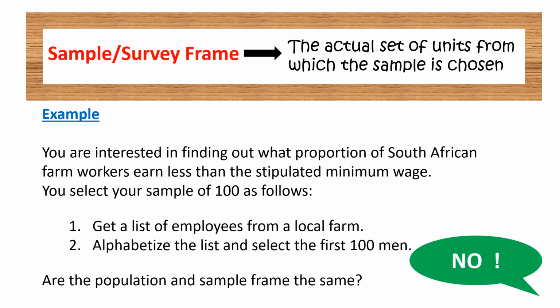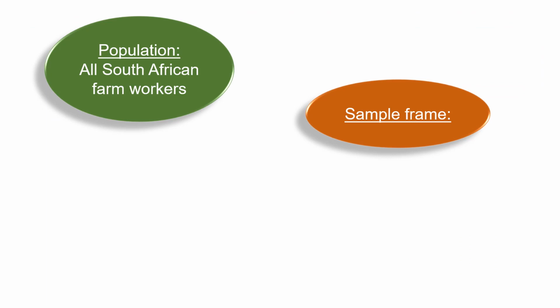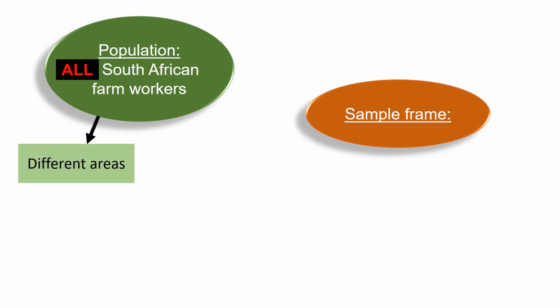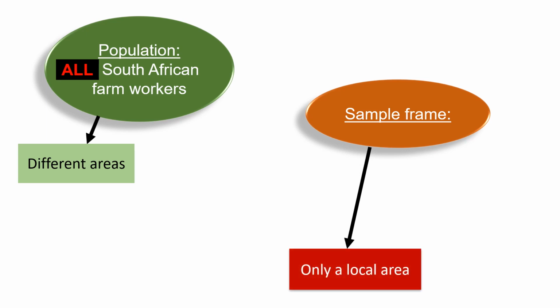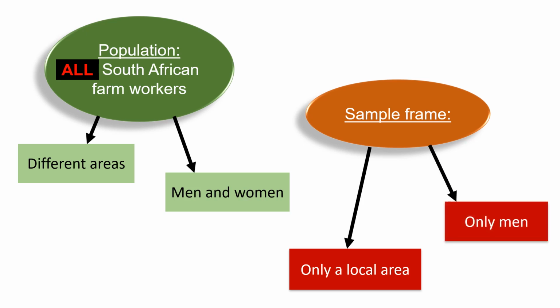So the population is all South African farm workers, and this, of course, comprises different areas, while the sample frame was only from a local area. It needs to include men and women, but the list only consists of men. So the population and sample frame in the previous example are different for these reasons.